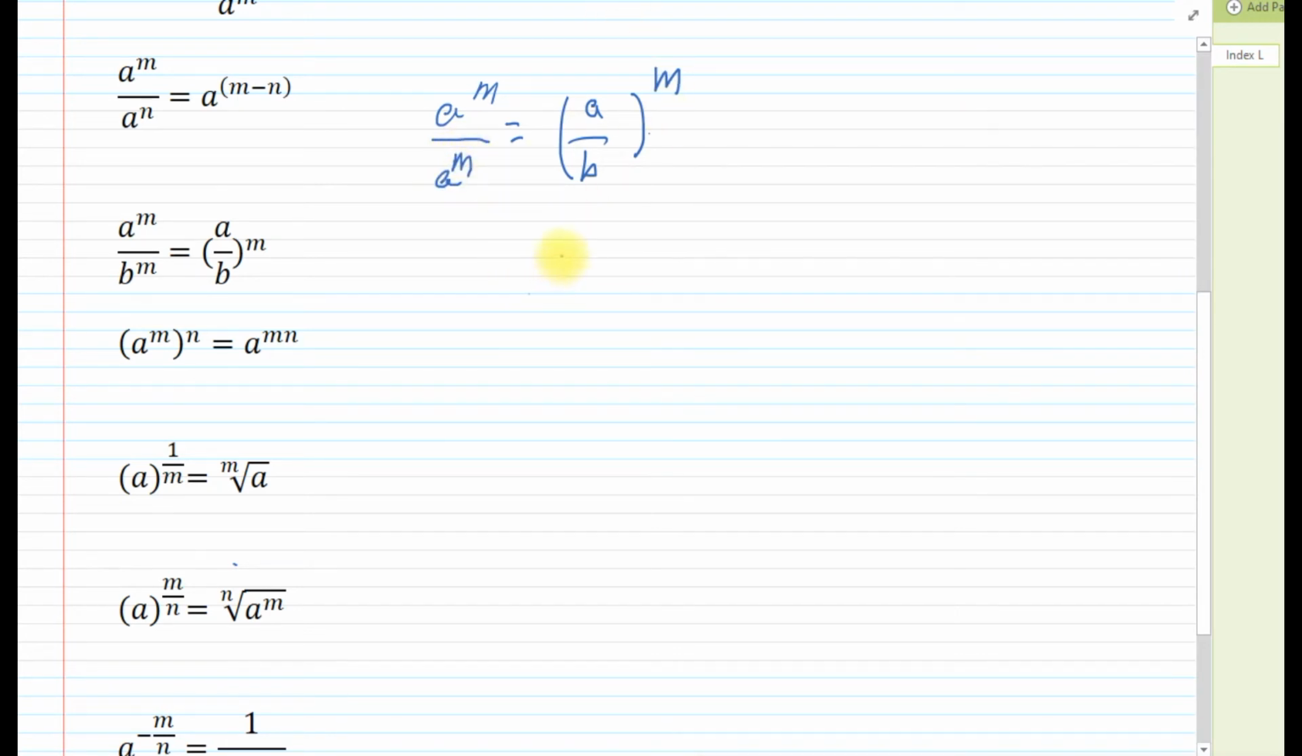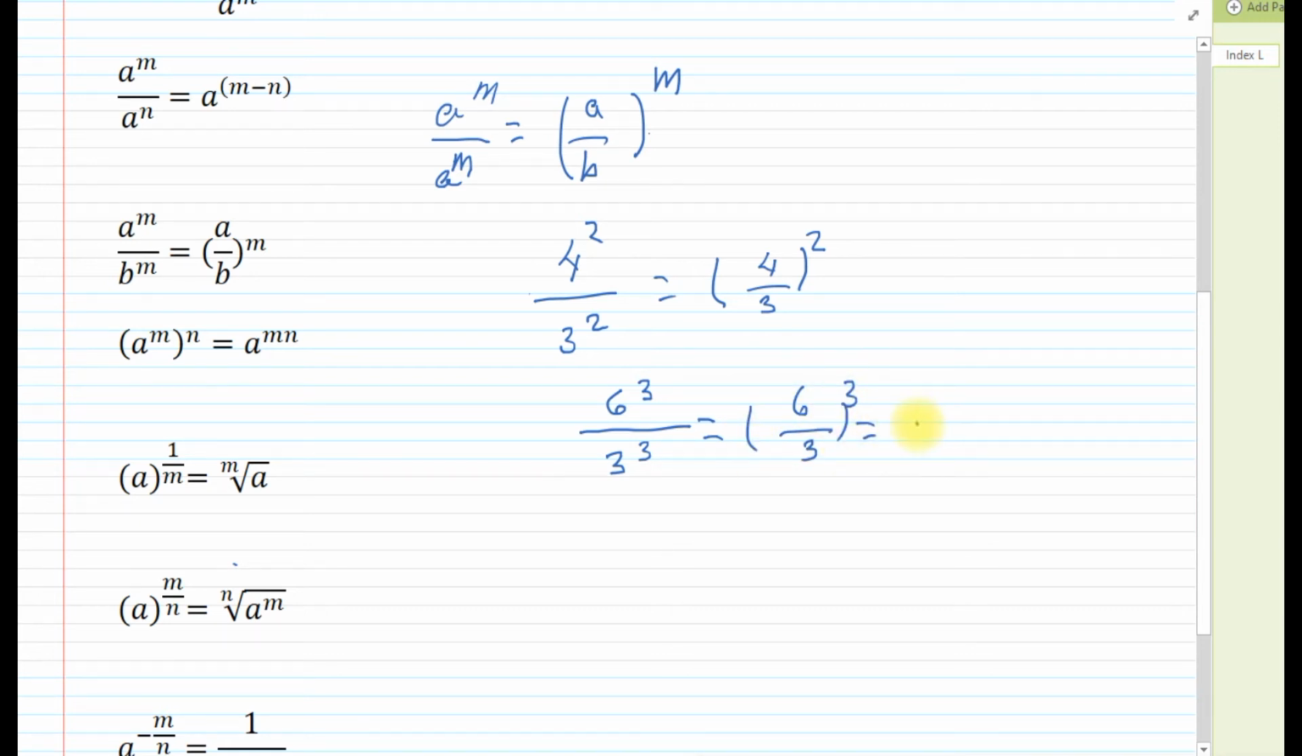An example: 4 to the power 2 divided by 3 to the power 2 would be 4 over 3, all to the power 2. If I have 6 to the power 3 divided by 3 to the power 3, this will be 6 over 3, all of it to the power 3. 6 over 3 is 2, and 2 to the power 3 is 8.